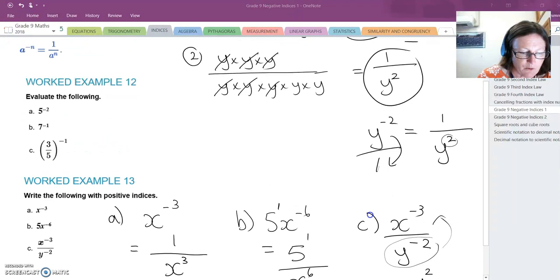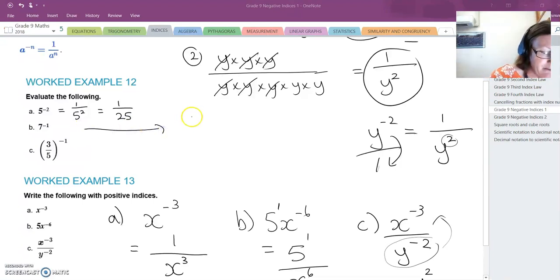Worked example 12 asks us to evaluate. To evaluate them, we first of all need to write it with a positive indice. So 5 to the negative 2 is the same as 1 over 5 squared. I then evaluate it. What it means is, what is 5 squared? 5 squared is 25. So for our next one, 7 to the power of negative 1 is equal to 1 over 7 to the power of 1, which is simply 1 over 7.